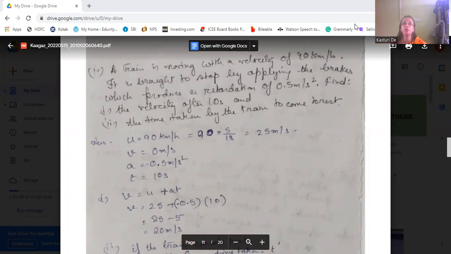I'm starting with today's question answer discussion again of the motion in one dimension chapter. This is the physics chapter, according to ICSE syllabus class 9. I've been continuing this chapter for the last few videos. A few more numericals are still left for discussion, so I will do that discussion today.